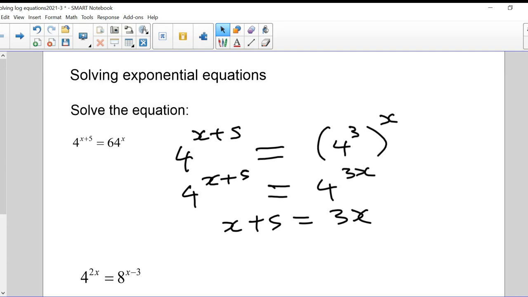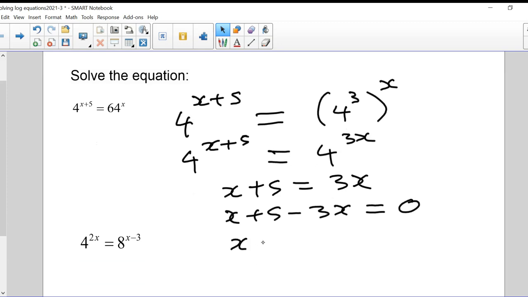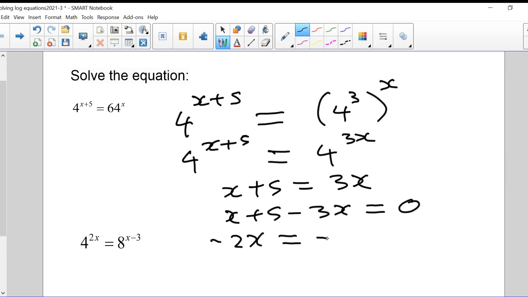And then I can bring that 3x over to the left. So I'm going to say that x plus 5 minus 3x is equal to 0. And in fact, I can now say that x, well, let's just put these two together. Minus 2x is equal to minus 5. I brought the 5 over onto the right-hand side, but as a negative. So therefore, x is equal to 5 over 2. So there you go. There's an answer that works.